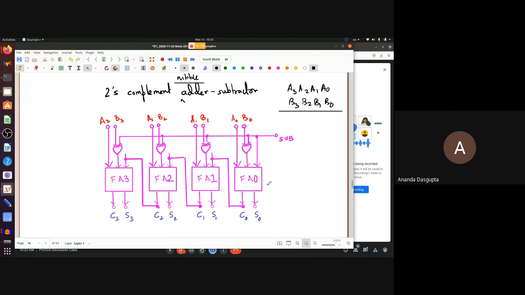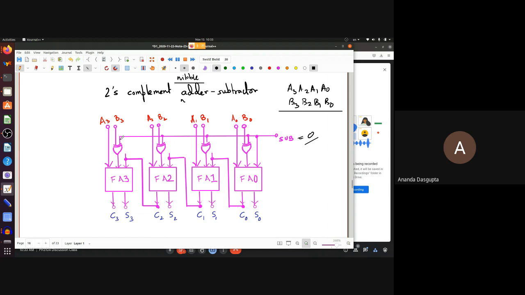So how does the addition work? Simple. Addition works simply by standard four full adders, and this addition works when sub is 0. When sub is 0, of course, the carry to the 0th full adder is 0, and the other is just a standard 4-bit full adder. And note that you have XOR gates here, 4 XOR gates. If sub is 0, one input to each of these XOR gates is 0, which means the output is just the other input.